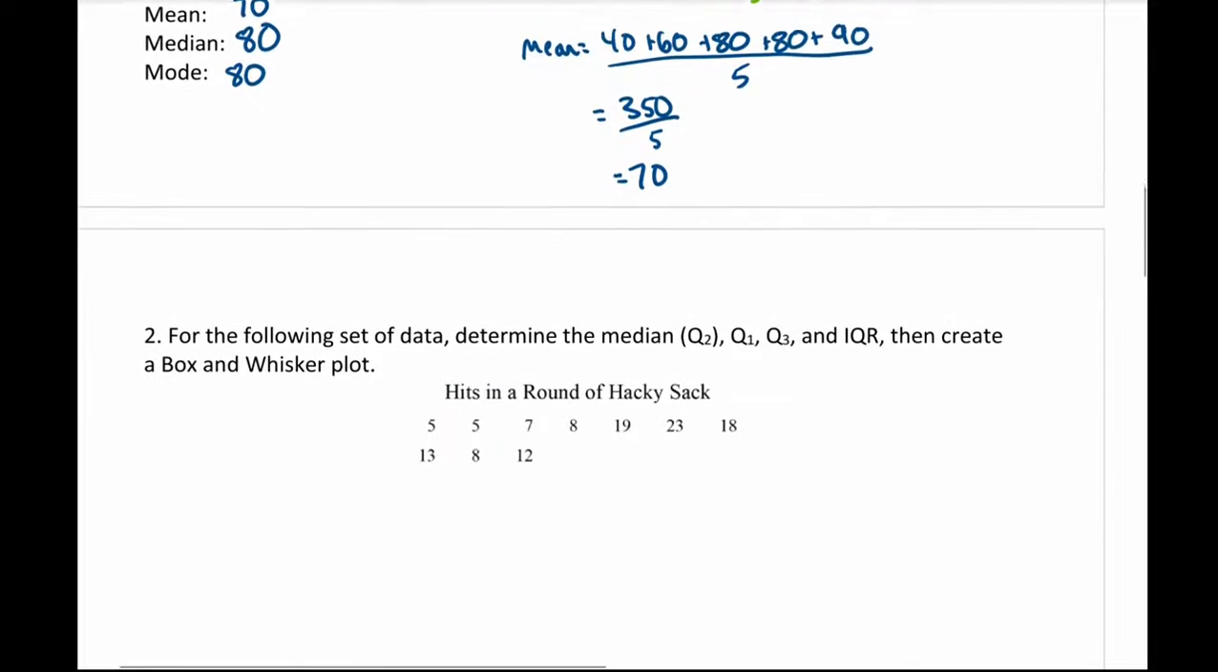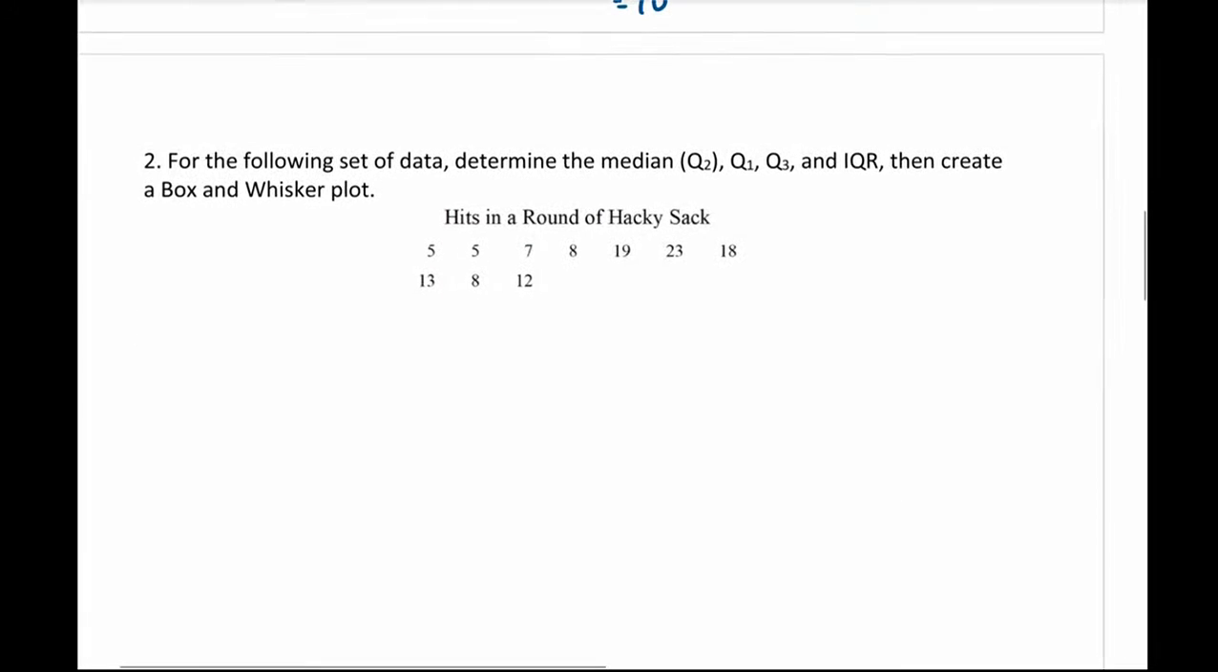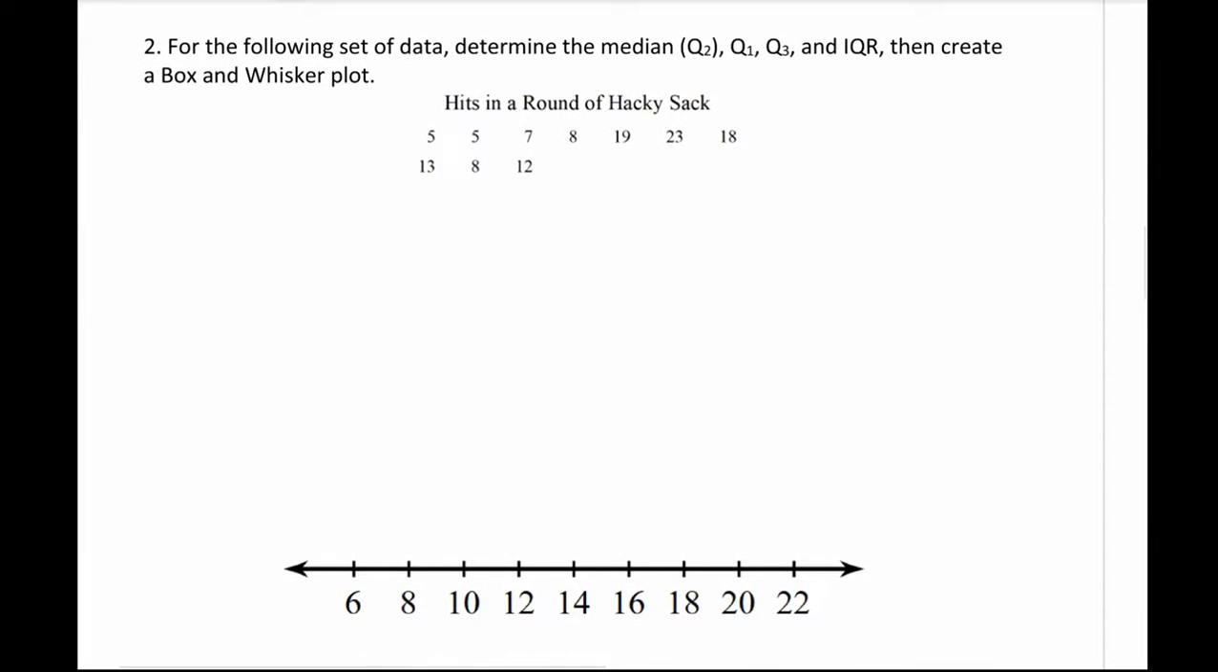So moving on to number 2. Number 2 asks us, for the following set of data, determine the median, Q2, Q1, Q3, and the IQR, and then create a box and whisker plot. Again, it's important to note that the median is your Q2. So if you know how to find the median like we did in the last one, then that is how you find the Q2. What we want to do first then is put these all in order.